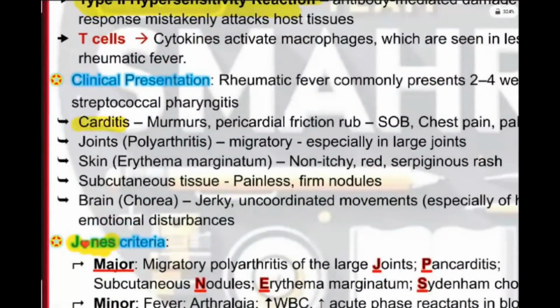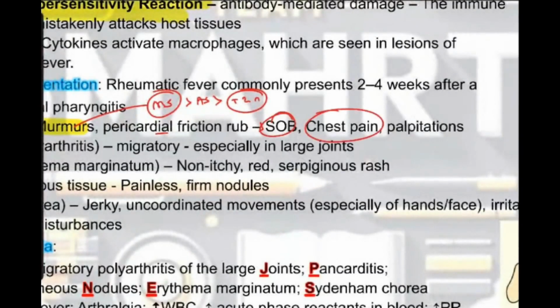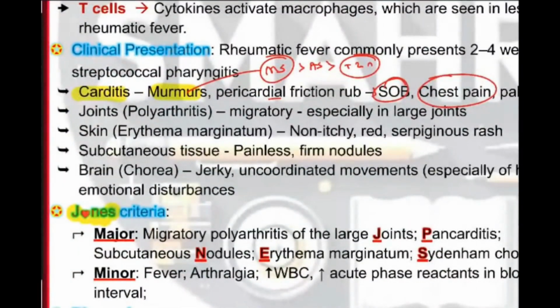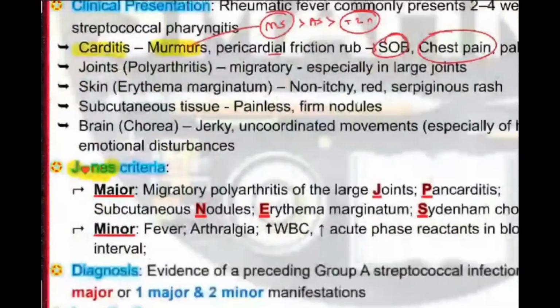In carditis, murmurs will be there depending on what is involved, systolic murmur or diastolic murmur. If the right side of the heart is involved, we see tricuspid stenosis. If the left side of the heart is involved, mitral stenosis, which is most common in rheumatic fever. Mitral stenosis is most common. Then aortic stenosis, followed by tricuspid and pulmonary. So the right side comes later, the left side of the heart is more affected. Murmurs, pericardial rub, that might cause SOB, chest pain, palpitations, etc. Joints we already talked about, migratory. Skin, erythema marginatum, I showed you.